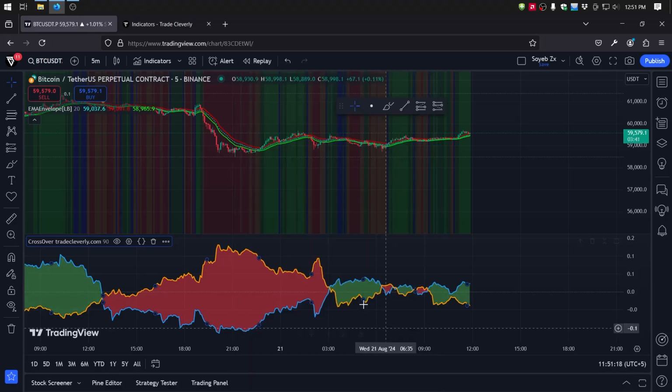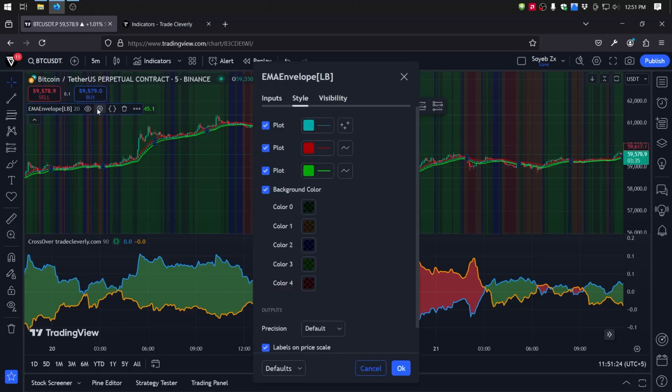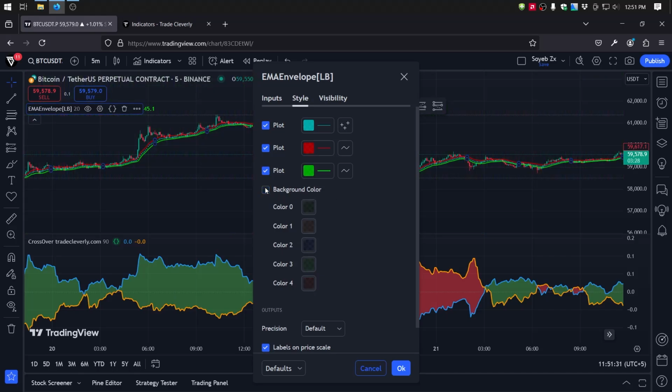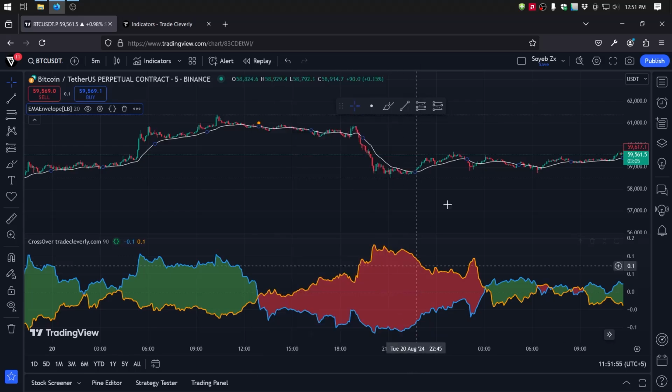Okay, now I have to change some settings for EMA Envelope. So I simply go to the EMA Envelope settings, and from here first of all I don't need the background color, no need for the first plot, and no need for the second plot as well, and simply change the color to white for better understanding, and also change the thickness and simply save.